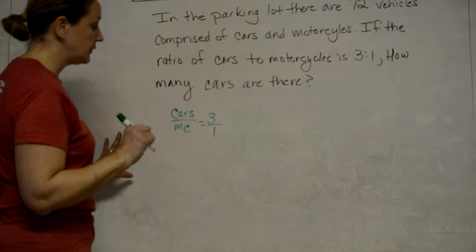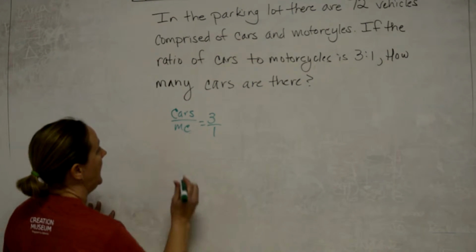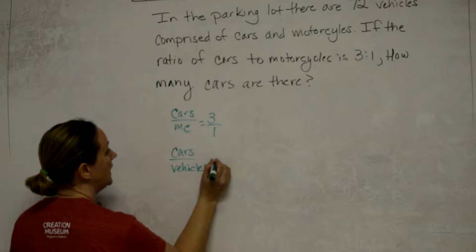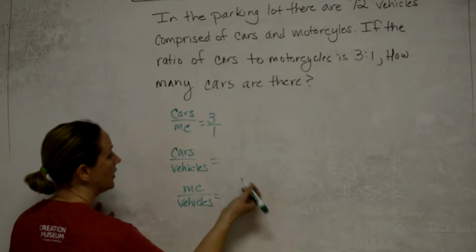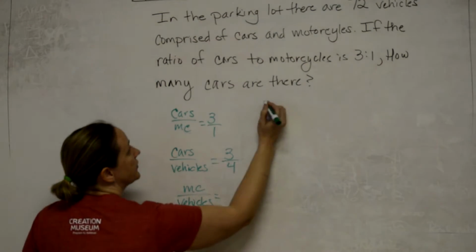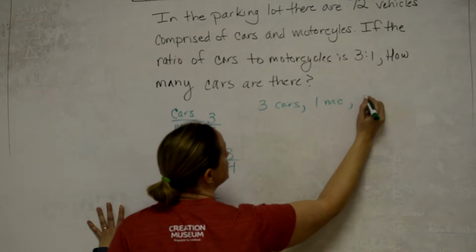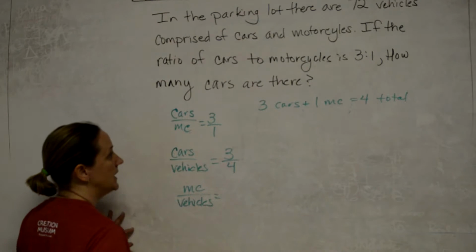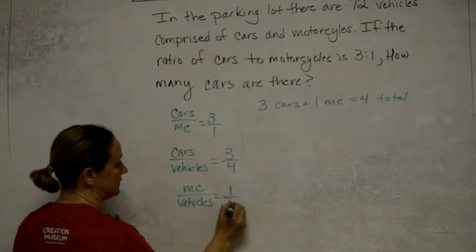Now we have to recognize we have a couple of other ratios. We would have motorcycles to cars, which would just be flipping it. But we also have cars to vehicles, and we also have motorcycles to vehicles. The cars to vehicles is actually 3-to-4, because there's 3 cars and 1 motorcycle, which makes 4 total. I hope that makes sense. So I have 3 cars to the total number of vehicles, and 1 motorcycle to the total number of vehicles.